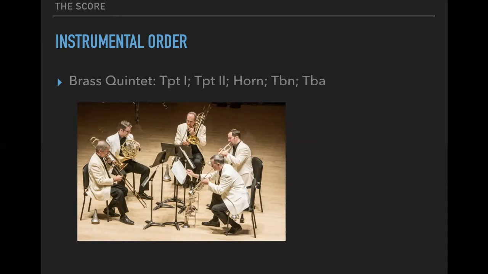Trumpet 1, trumpet 2, horn in F, trombone, tuba. Notice I'm using all of the abbreviations, which you should also know by the end of this class very well. Okay, so you could say, in general, this is going from high to low on the page. Trumpet 1, 2, horn, trombone, tuba.